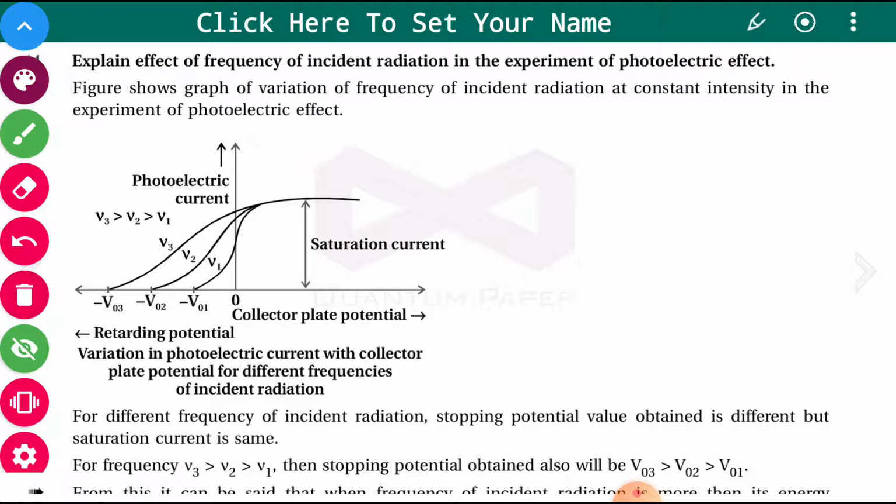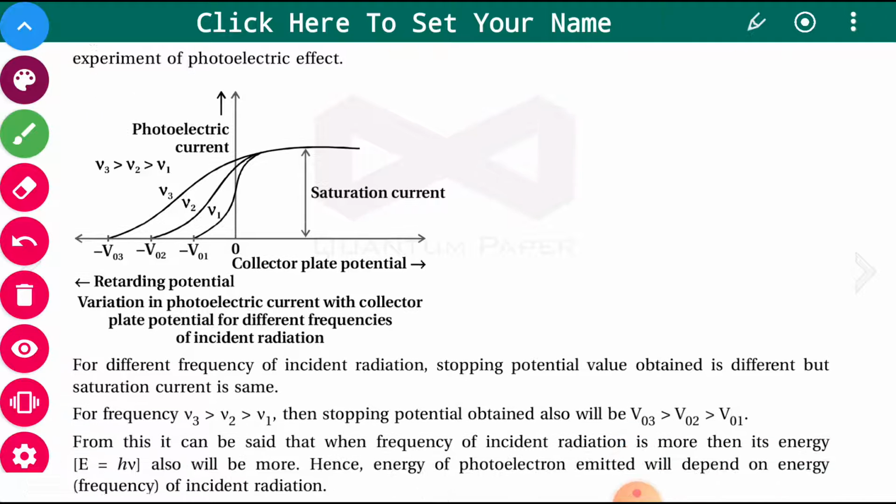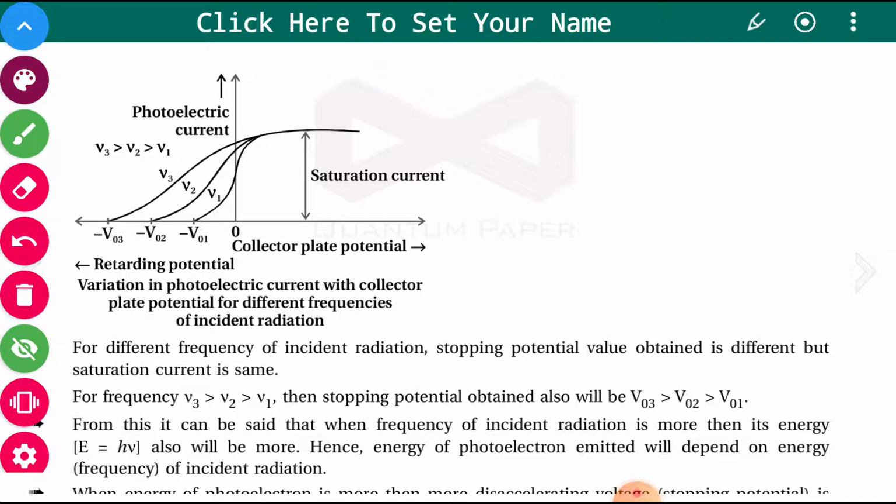Now for different frequencies of incident radiation, the stopping potential values obtained are different but the saturation current is found to be the same. So the stopping potential, the potential which is required to stop the electric current, is different, but the saturation current, that is the maximum number of electrons which are emitted from the photosensitive surface and producing the electric current, is found to be the same.